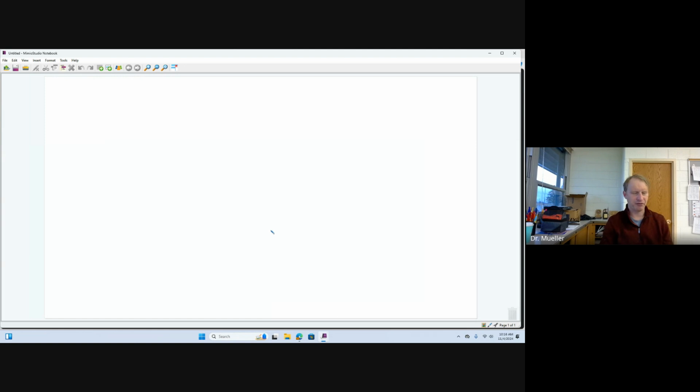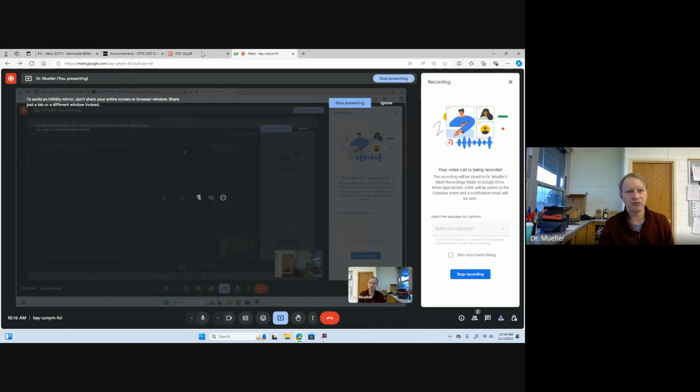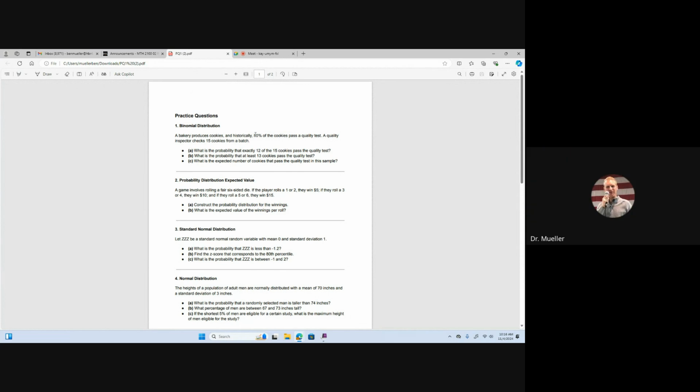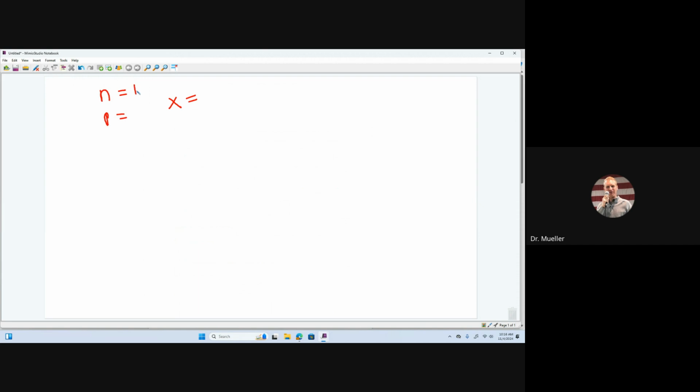So we have to identify the binomial distribution factors, which are n, p, and x. In this case, n is the total number, which is 15. p is 0.8 and x is 12. So n is 15, p is 0.8, and x is 12. Okay, so it's exactly 12. We want to find the probability that x is equal to exactly 12.